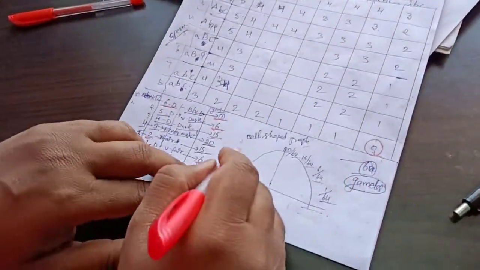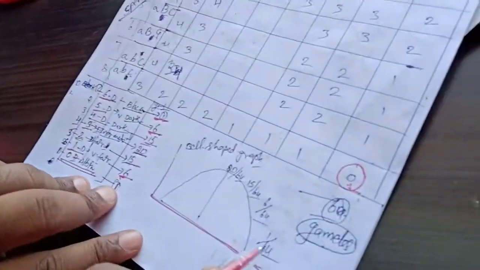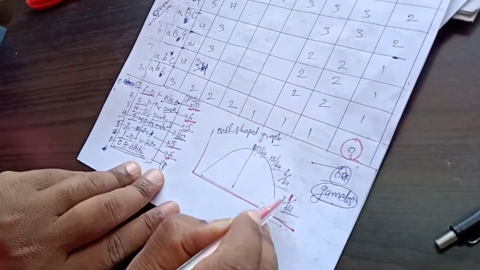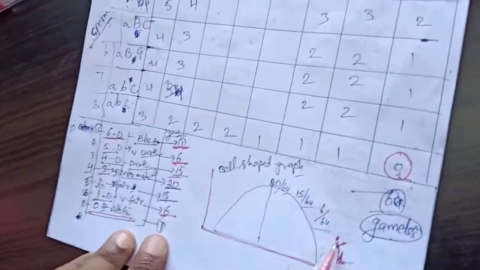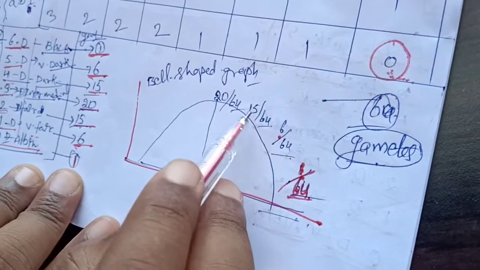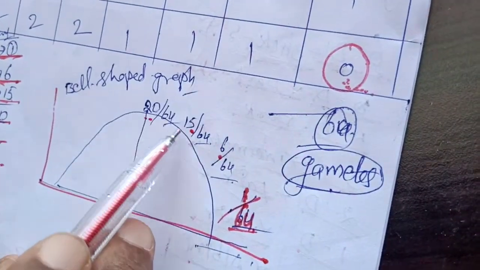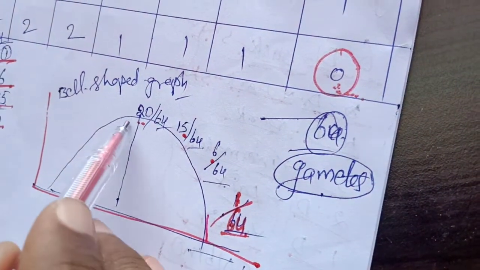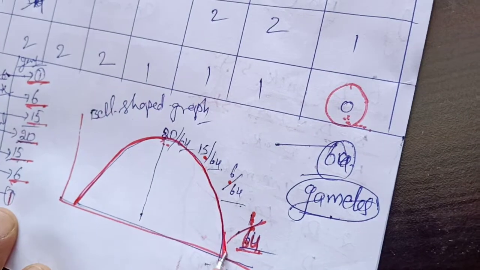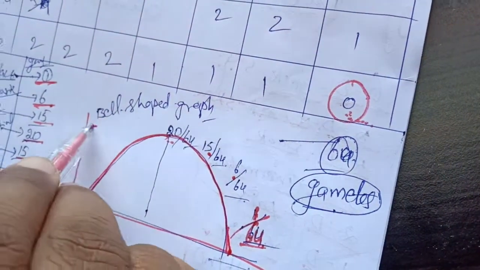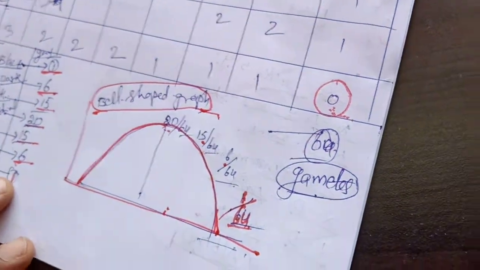After that, if you show this in graphic form, one gamete is 1 by 64, total 64. There are 1, 6, 15 and 20 gametes, and on this side it comes the same way. So skin color of humans in polygenic inheritance comes as a bell shaped graph. It shows the bell shaped graph.